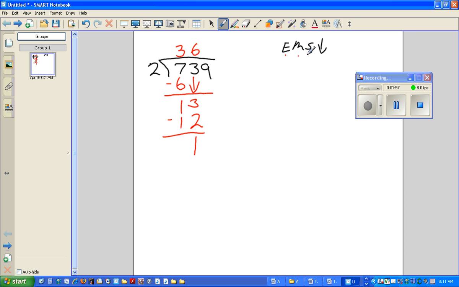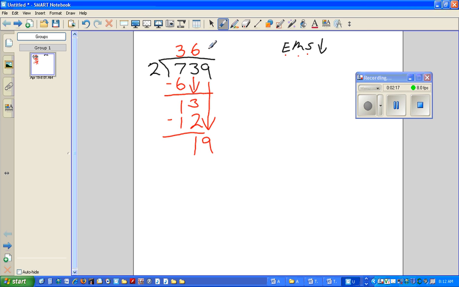Well, I just finished subtracting, so what do I do now? You bring down the 9. Right, I bring down this 9. Thank you, Darby. And now what do I do, Hannah? How many times does 2 go into 19? Thank you. And Jessica, how many times does 2 go into 19?